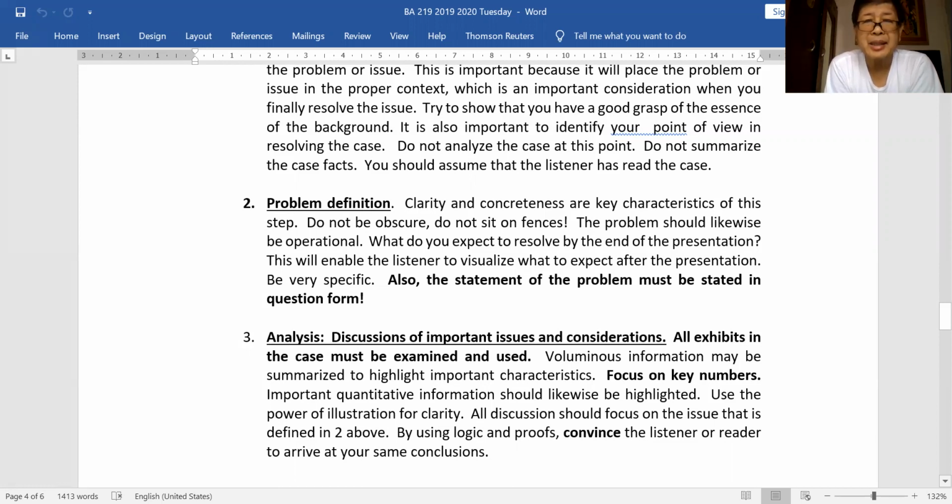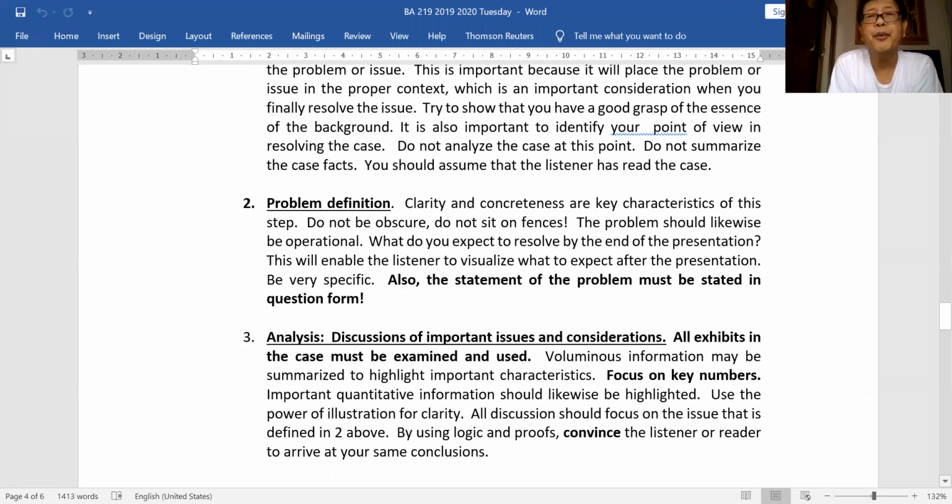Because in case analysis, problem identification is very crucial. If you have not identified the correct problem, then I'll tell you the rest of your analysis will not be correct. The same is true in business. If there is a problem and you are not able to identify the root cause or the main problem, then you will not be able to solve it because you have not identified it in the first place.